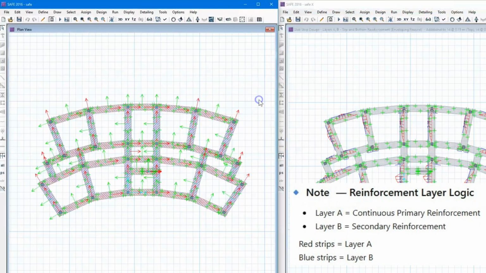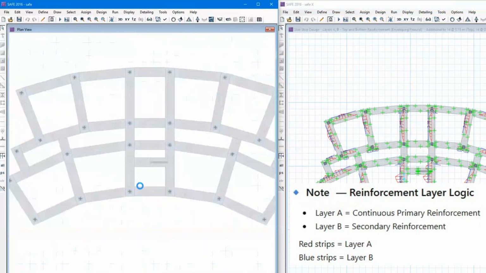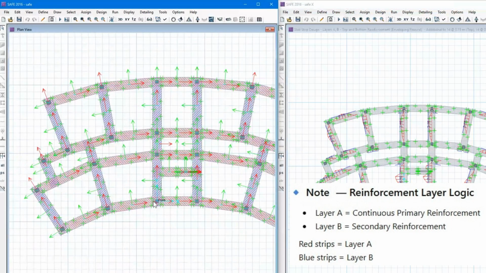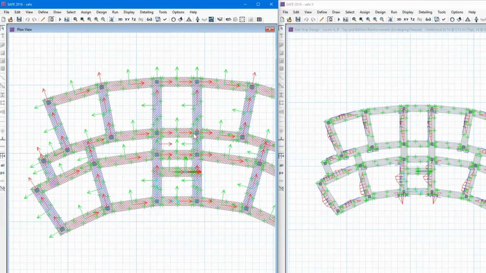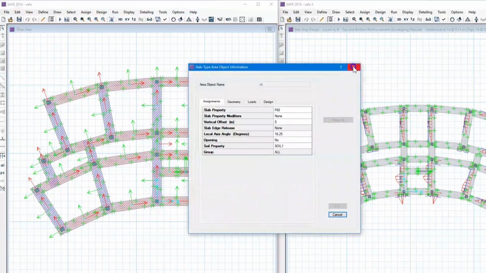So always remember, whenever you model an inclined strip foundation in SAFE, rotate the strip local axes to match the strip direction. One final note, continuous strip layers are also important. SAFE recognizes continuous reinforcement paths based on strip continuity and layer assignment.